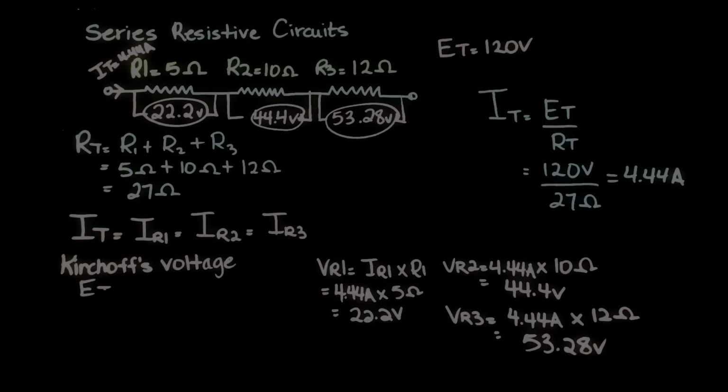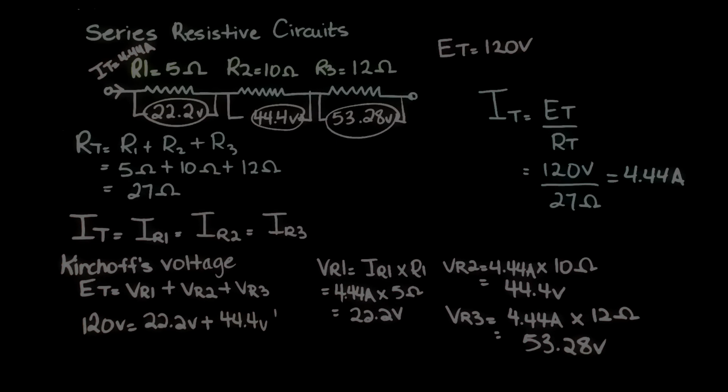Essentially, E total equals the volt drop across resistor 1 plus the volt drop across resistor 2 plus the volt drop across resistor 3. So if you were to take the 22.2 volts added to the 44.4 volts added to the 53.28 volts, you would in fact come up with 120 volts. So 22.2 volts plus 44.4 volts plus 53.28 volts, equaling your supply voltage, or 120 volts.